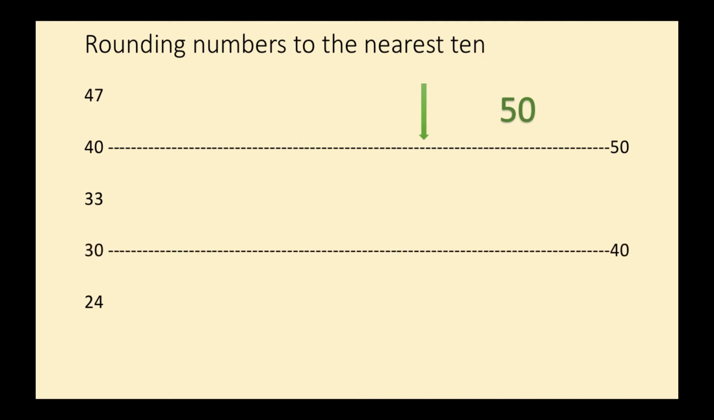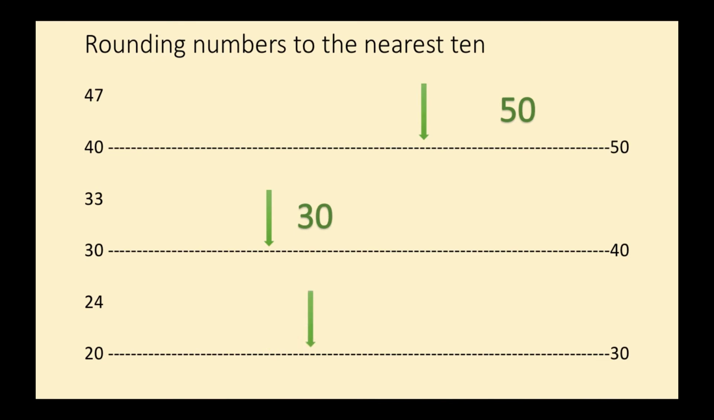So 33, between 30 and 40. Again, 35 is in the middle, so 33 would be a bit closer to 30, so we'd round it to 30. And 24, around about there, so we'd round it to 20. It's lower than 5. So let's have a look at some rules.